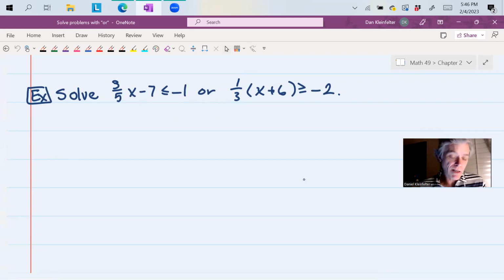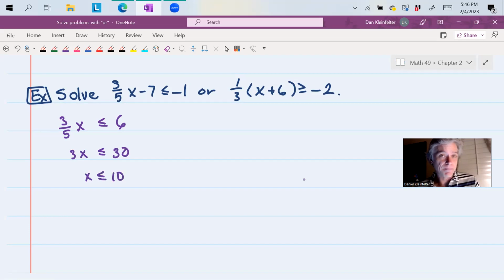Okay, so I'm going to work on the one on the left first. We're going to add 7 to both sides of the first inequality. This will give us 3/5 x is less than or equal to 6. And then I'll do this in 2 steps. Let me multiply both sides by 5 first. We'll have 3x is less than or equal to 30. And divide through by 3, x is less than or equal to 10.